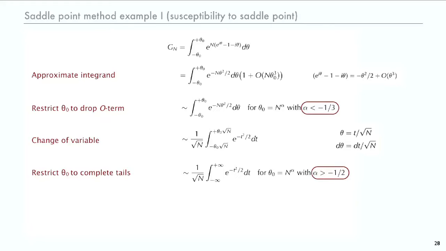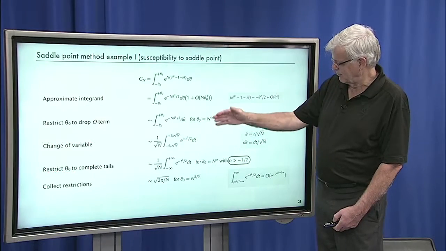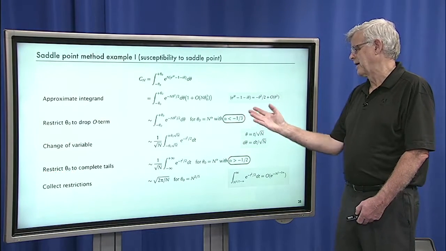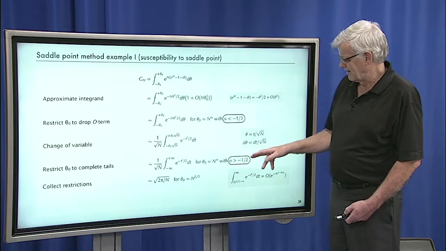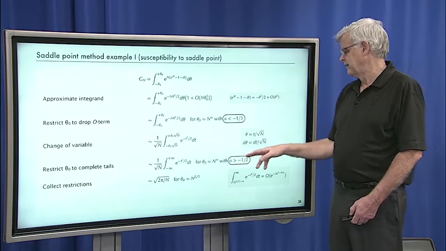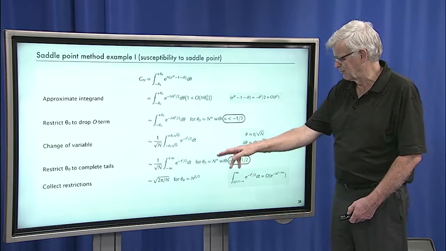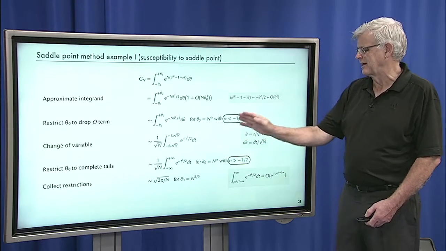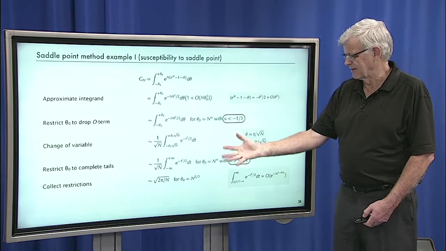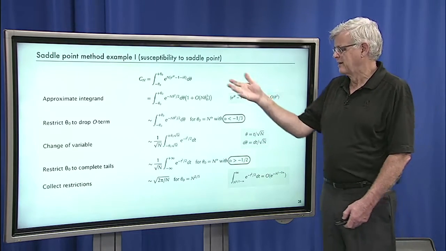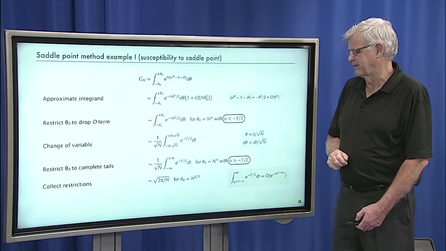Then we want to restrict theta the other way to complete the tails so that we can get an integral that we can evaluate. That integral is a regular normal integral, and square root of 2 pi over n is the final result. So we had to bound alpha one way to complete the tails and bound it the other way to drop the O term. We're left with finding a value in between minus 1/2 and minus 1/3. So we pick n to the 2/5, and that's the complete derivation that shows that it's susceptible to saddle point.